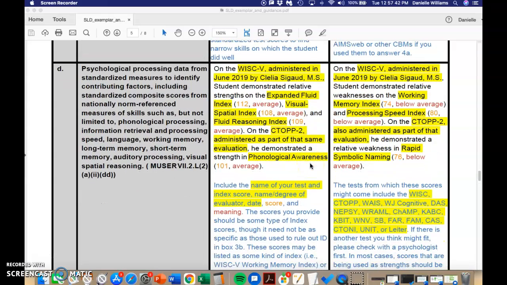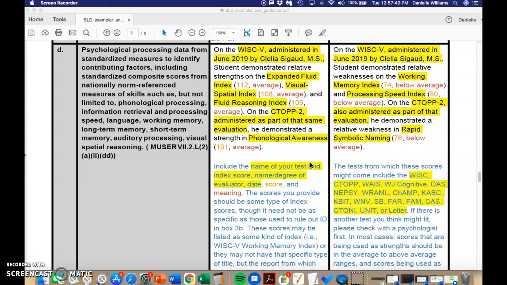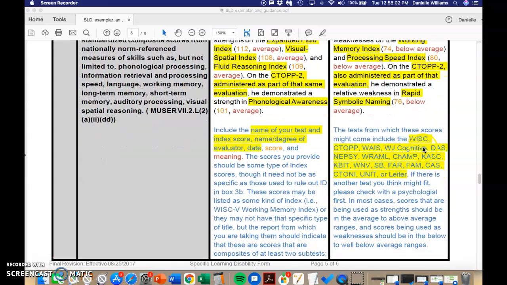So box 4D specifically refers to psychological processing data. This needs to come from standardized measures that you're generally going to find within a psychological evaluation, and it includes things like phonological processing, as well as all the more traditional psychological, like cognitive type stuff. I have tried to include for you a list of some common tests that you might find in evaluations that would provide you this type of information. You may recall several of these are also listed up in the intellectual disability rule-out box.